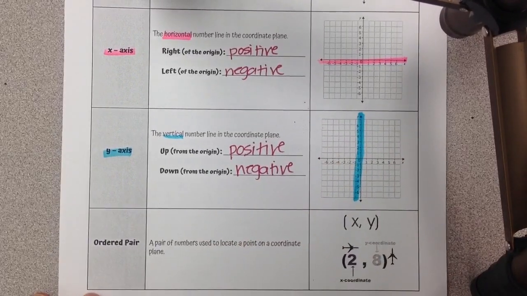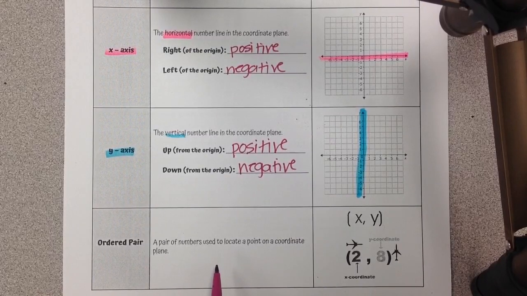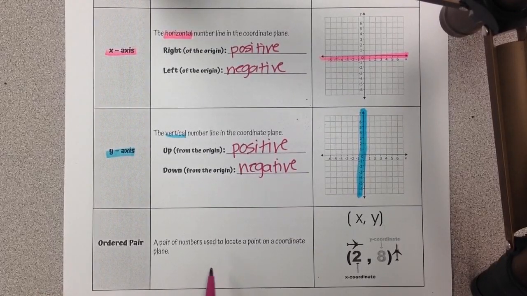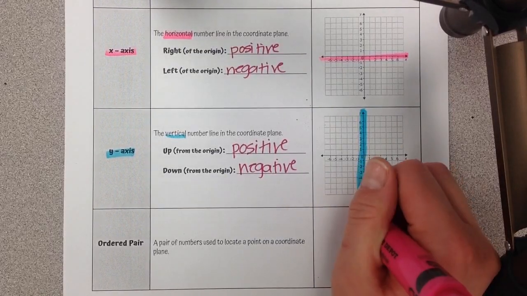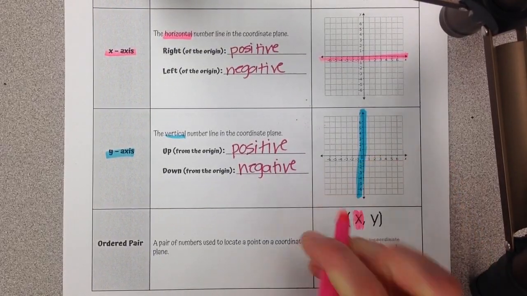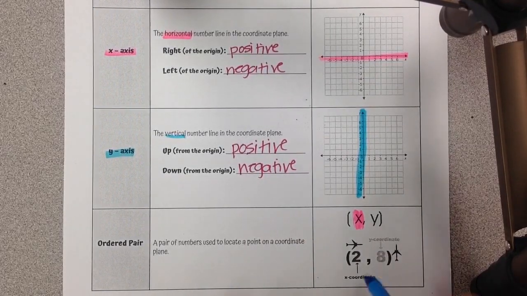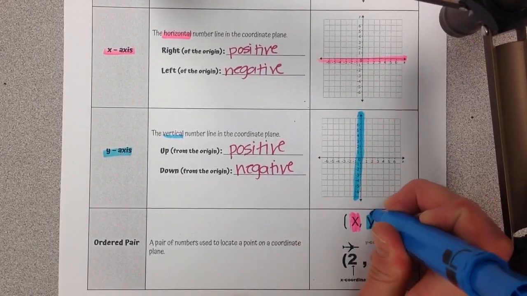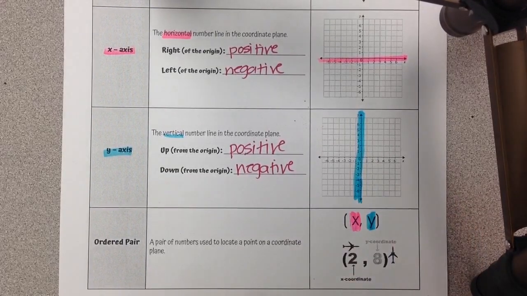Okay, and then we have ordered pair. An ordered pair is a pair of numbers used to locate a point on the coordinate plane. So all ordered pairs are written with the x value first. Okay, so highlight that in the same color you used to highlight your x-axis. And then the y-coordinate second. Okay, so highlight that in the same color you used to highlight your y-axis.